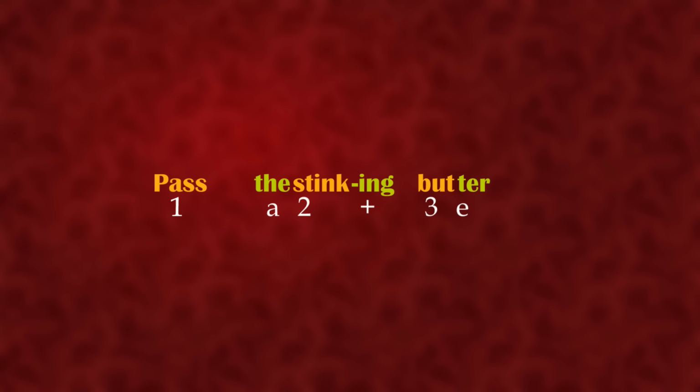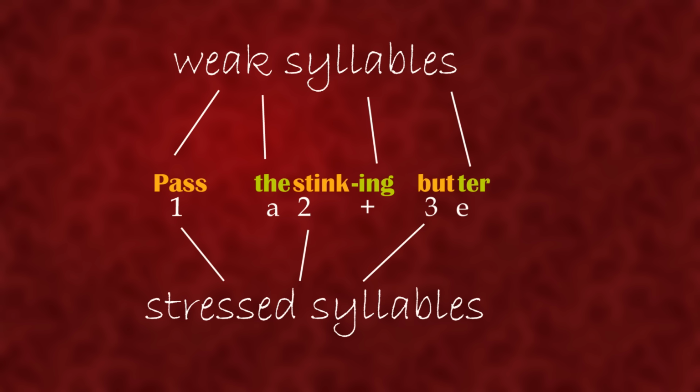If we count the resultant rhythm produced by these two, we are left with a count of 1, a 2, and 3E. 1, a 2, and 3E, which has the same stressed syllables as pass the stinking butter. Now that we understand a little bit more about this rhythm, we can start practicing it more accurately.